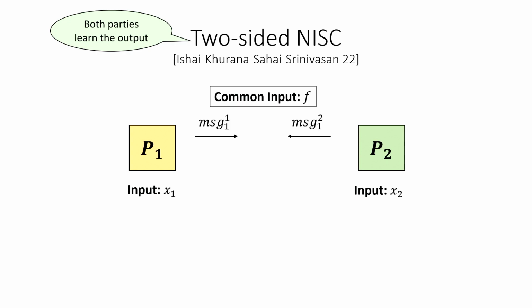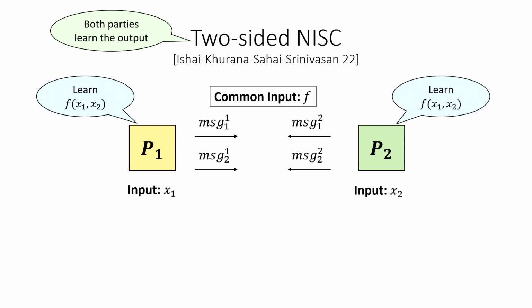Okay, and so P1 and P2 will engage in a first round message exchange. So message 1,1 and message 1,2 don't depend on each other. And then we have a second round of messages exchanged, and after these 2 rounds of messaging, P1 and P2 each learn f of x1, x2.